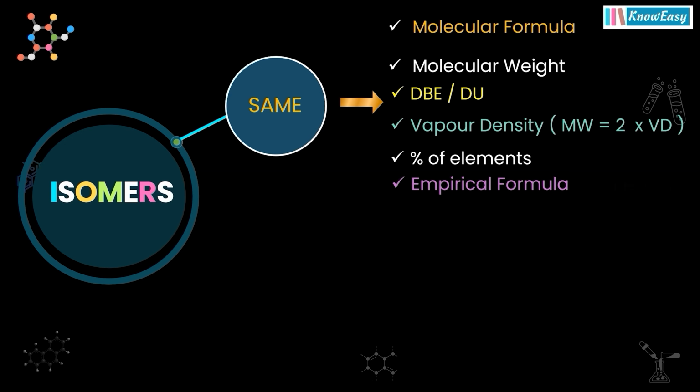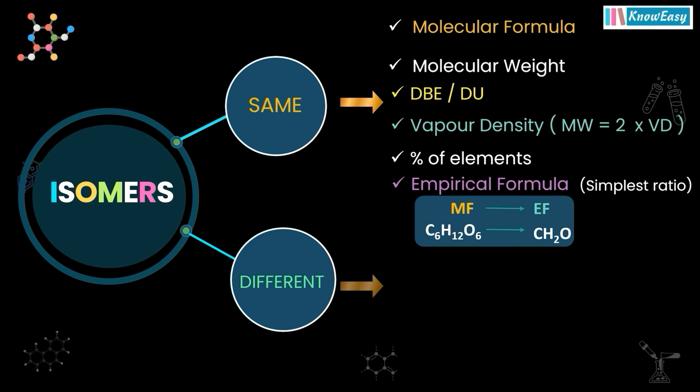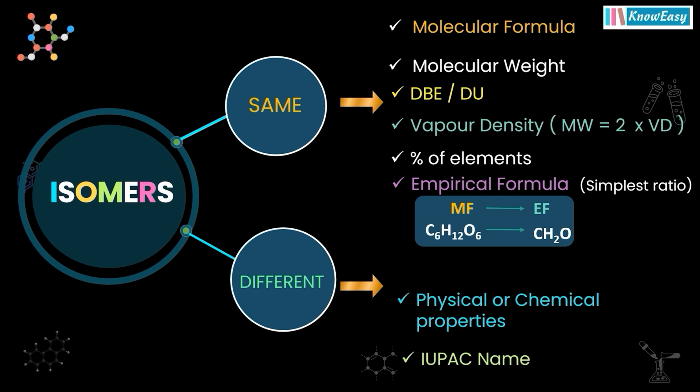Now, what is empirical formula? It's the simplest ratio. For example, C6H12O6 is a molecular formula of glucose. If we make it simple, it will be like CH2O. This is called as an empirical formula, which is the simplest ratio. So, two isomers have same molecular formula as well as same empirical formula. Isomers have different physical and chemical properties, and this is very much important. They also have different IUPAC name.